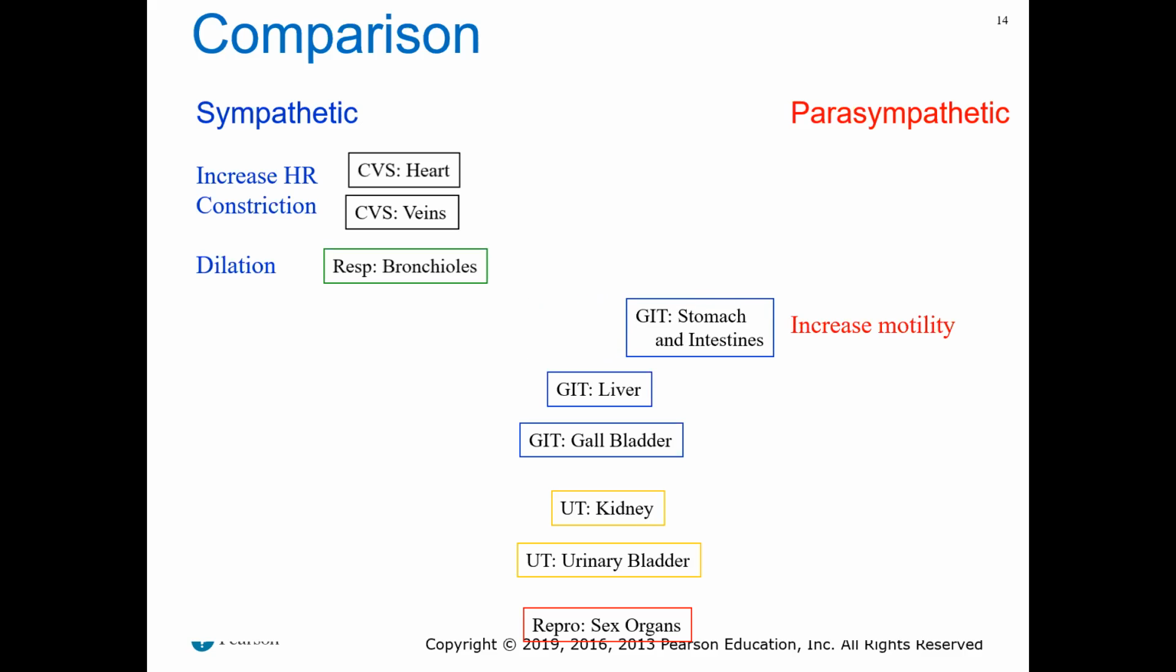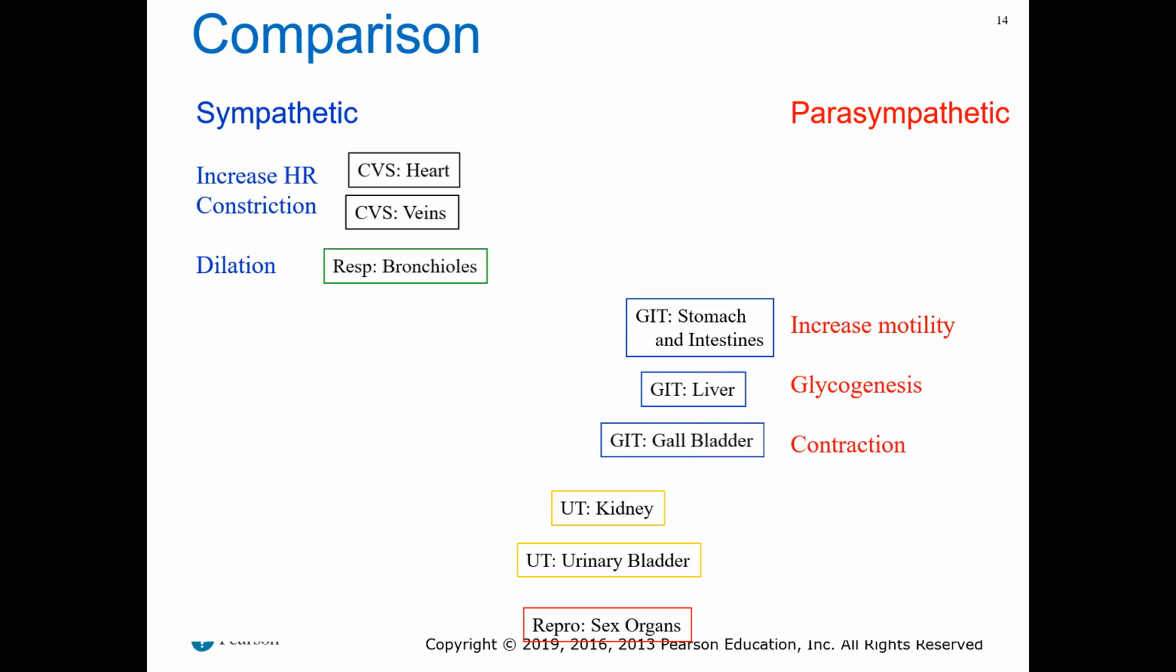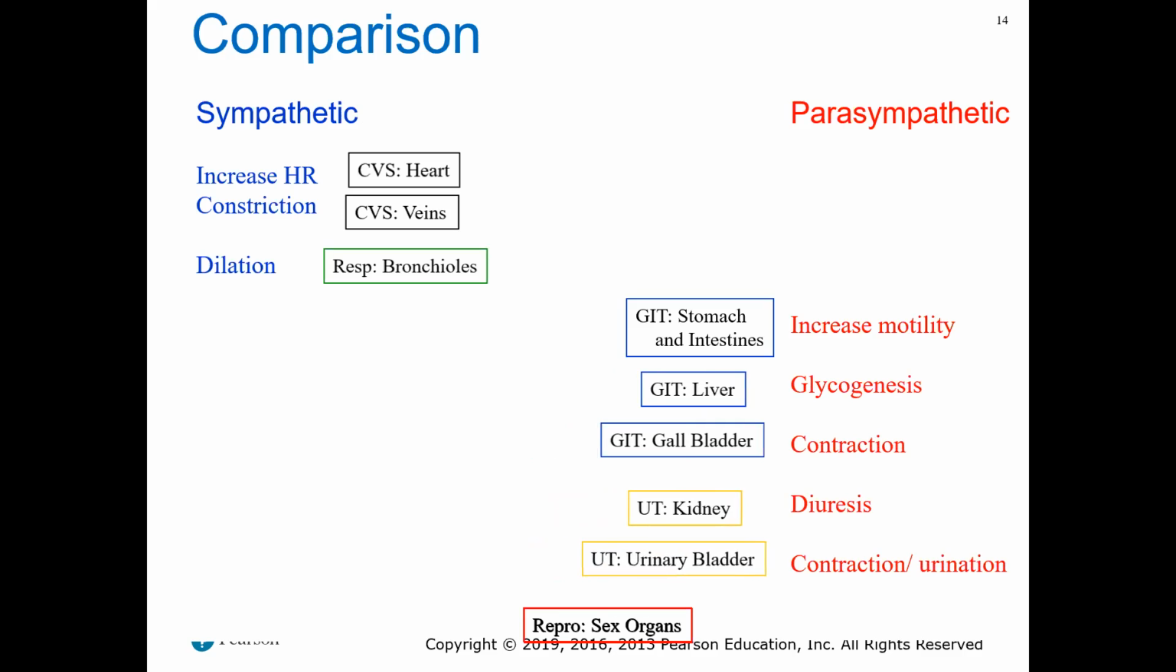The parasympathetic side is going to increase motility of the gut to process food while you relax. It's going to tell the liver to store glucose, create more glycogen. It's going to tell the gallbladder to release bile to break down fat. It's going to tell the kidneys to release urine for you. It's going to tell your urinary bladder to constrict and force urine out.